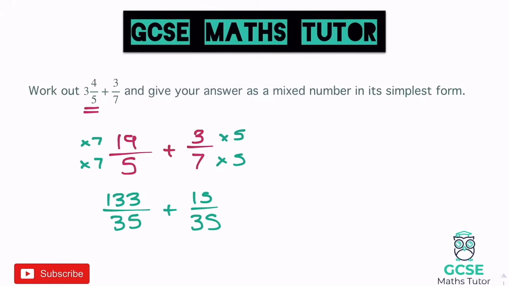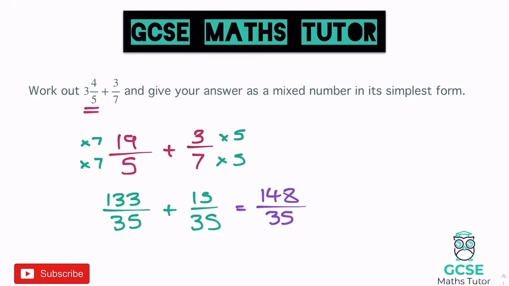So we can just add together the numerators, 133 plus 15, which gives us 148, and that is over 35, remembering that you don't add together the denominators. There we go, we've got 148 35ths. Now obviously it says here to give your answer as a mixed number in its simplest form.